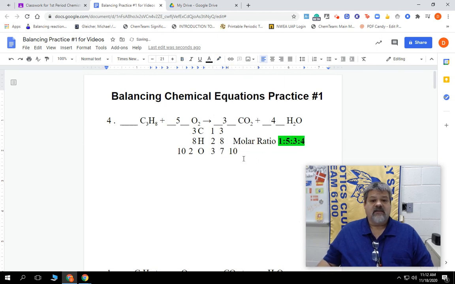There we go. That's the molar ratio and balanced equation for practice sheet number 1, problem number 4. Good luck on the rest of them.